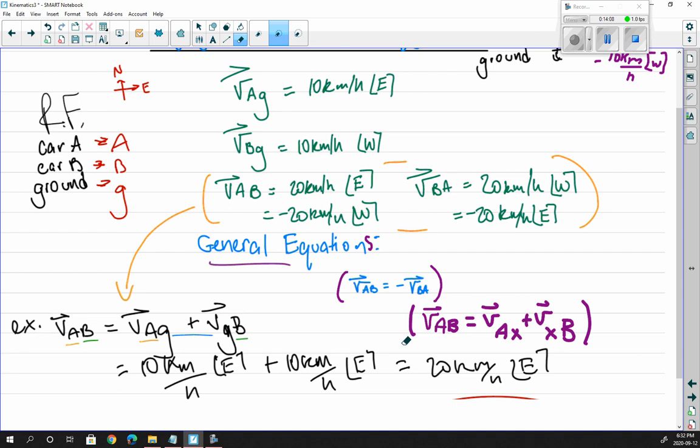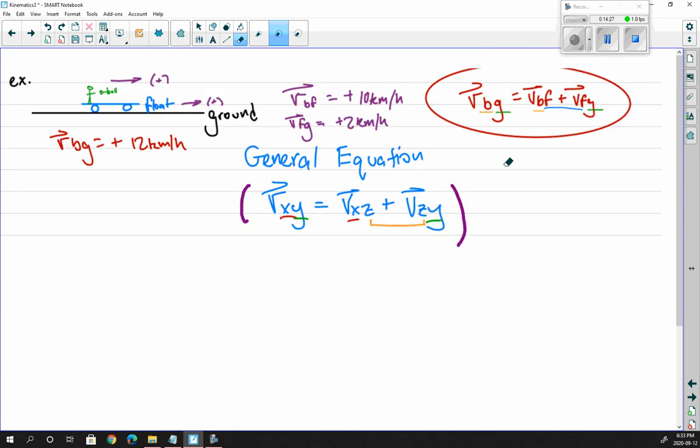So generally speaking, we can come up with a general equation, and here it is. Velocity A to B is equal to velocity A to X plus velocity X to B. First, second, and then a common one in between.